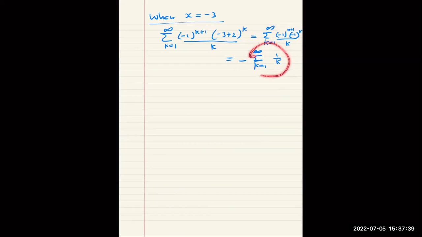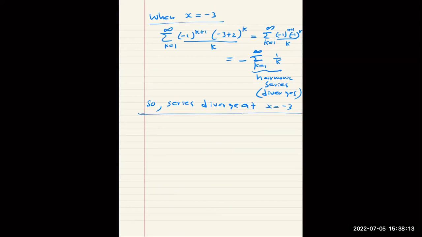What can you say about this series? Is this familiar to you? This is the harmonic series, right? We know that the harmonic series diverges. This is the harmonic series, and it diverges. So our series diverges at x is equal to minus 3.